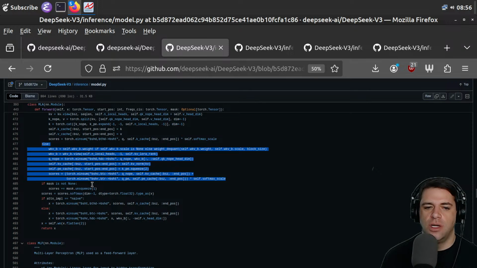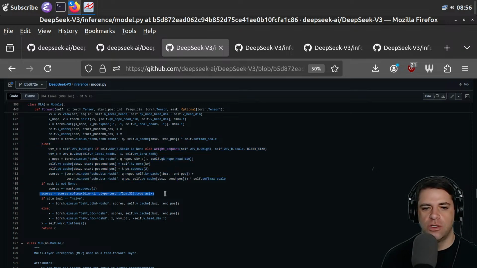And then if mask is none, we're going to unsqueeze something. And then the scores, we already computed softmax stuff here, it looks like, and got scores. But we're going to take scores and make them equal to scores.softmax, again with dimension equals -1. And we'll set the dtype to float32. Maybe we're computing it as float32 and then recasting the type as the original of x.